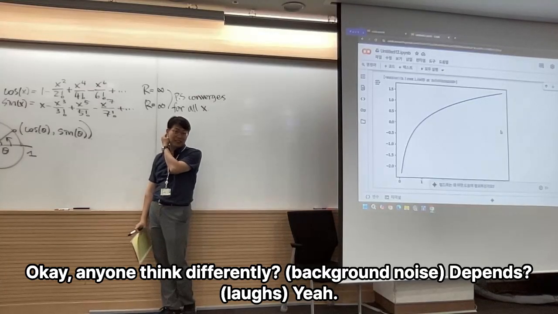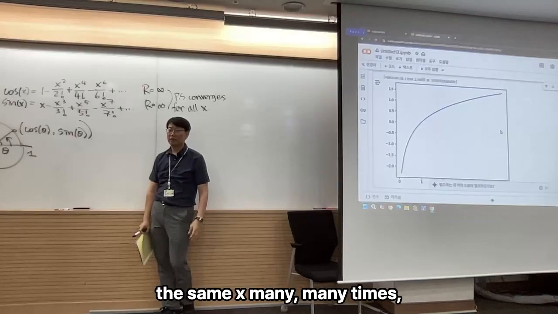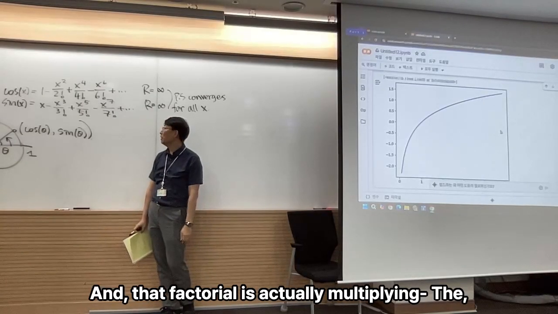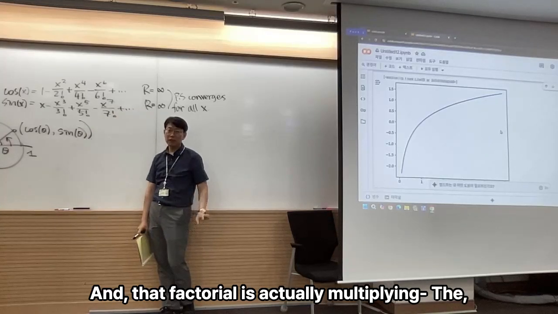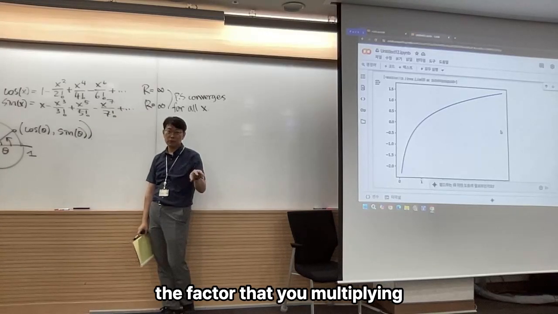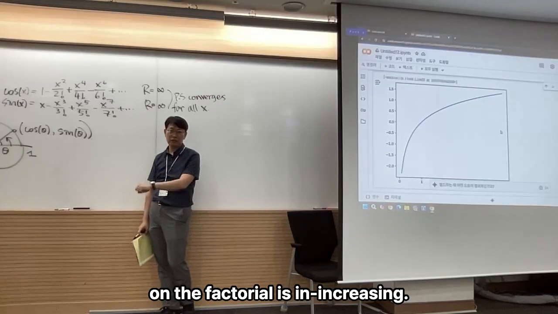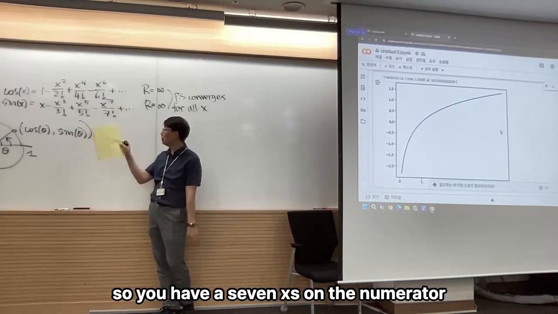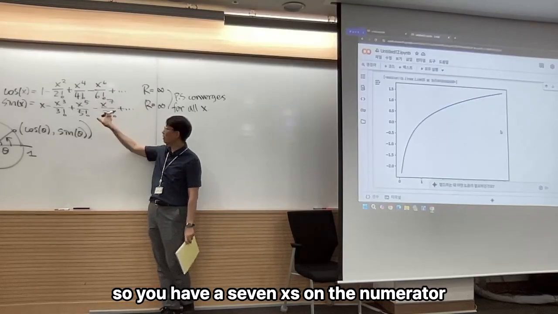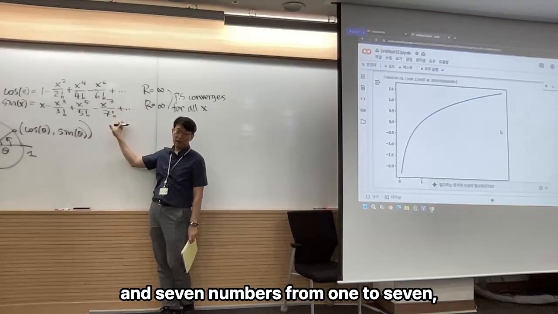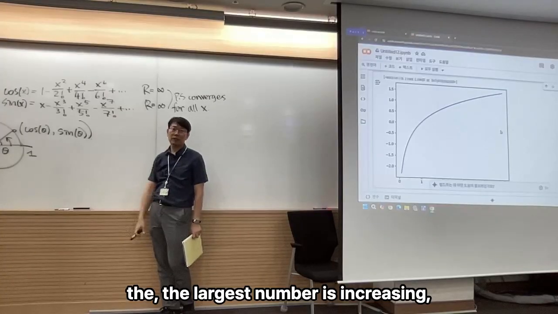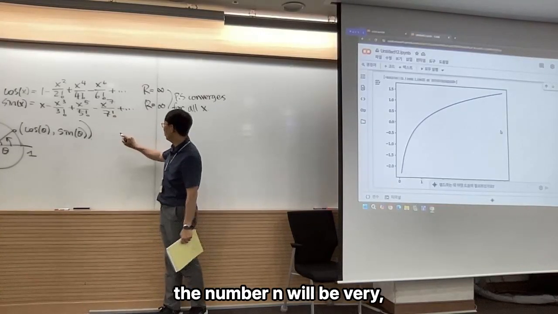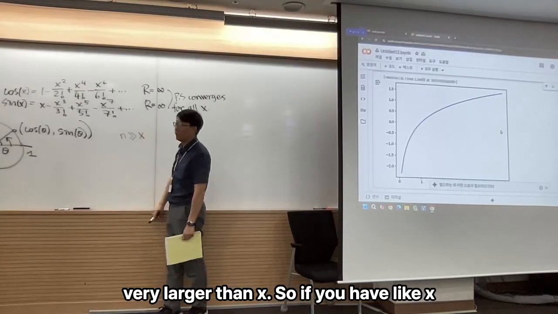Yeah. So power is multiplying the same x many, many times, at most n times, right? And the factorial is actually multiplying, and the factors that you multiply in the factorial are increasing. You have the same amount of numbers you multiply in the factorial and the power. So you have 7 x's on the numerator and 7 numbers from 1 to 7. But in the factorial, the largest number is increasing, and at a certain point, the number n will be very, very larger than x.